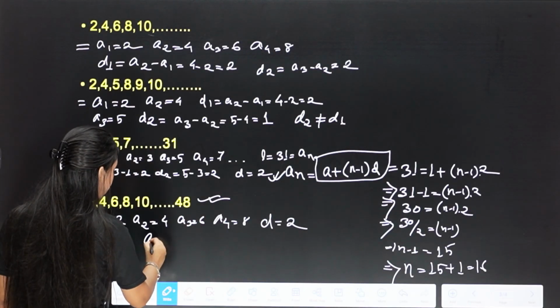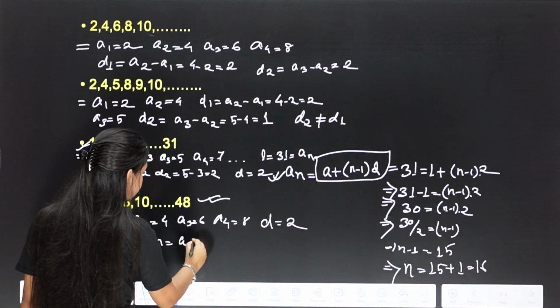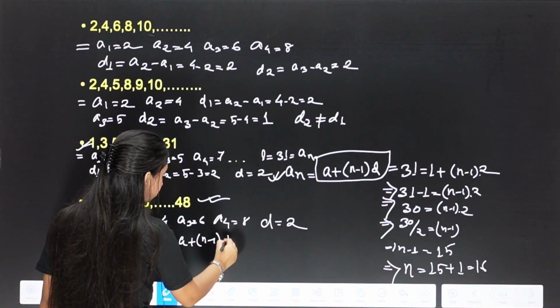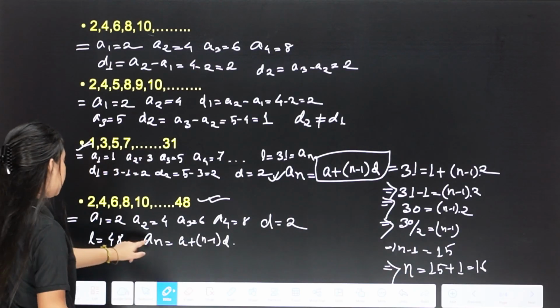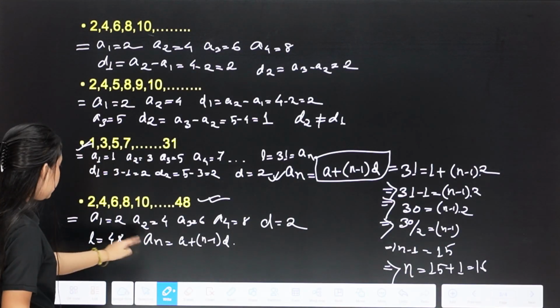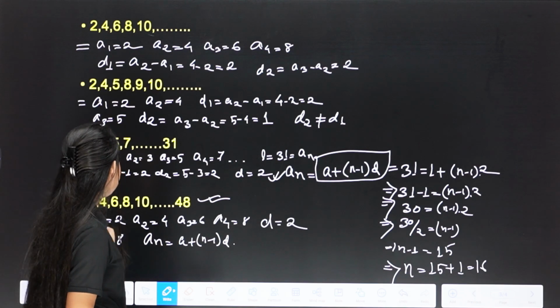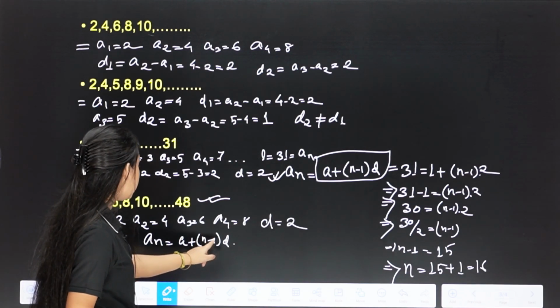So we will use this formula, that is an is equal to a plus n minus 1 into d. So we will put the value of an, that is the last term, that is 48, and we will put the value of a, that is 2, and plus n minus 1 into what is d?